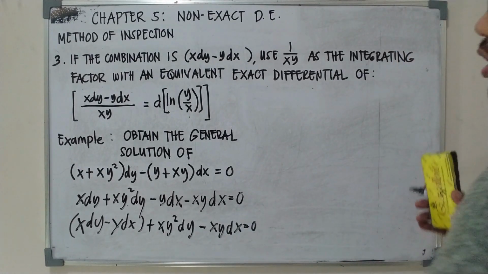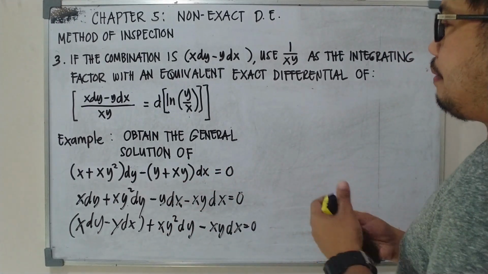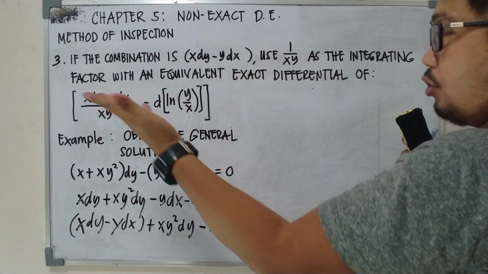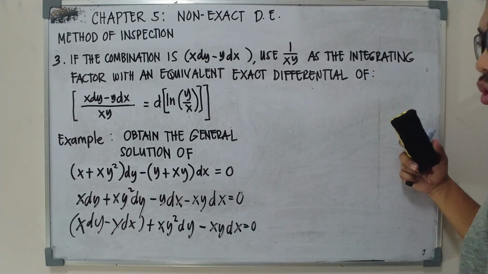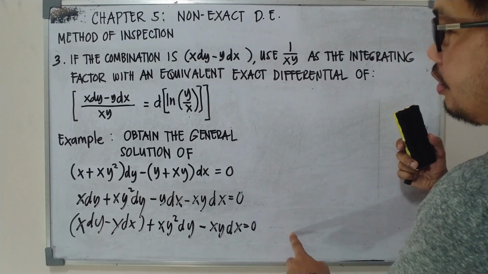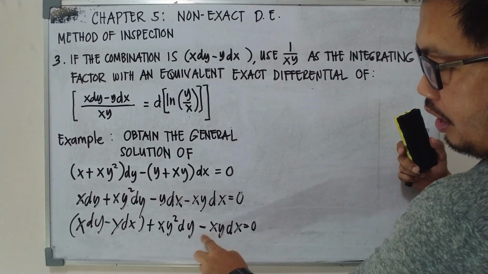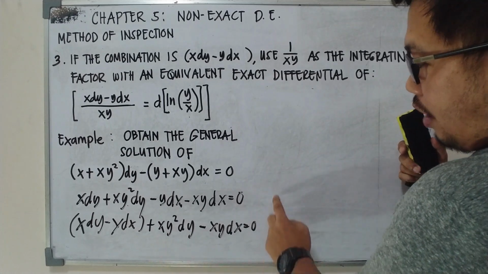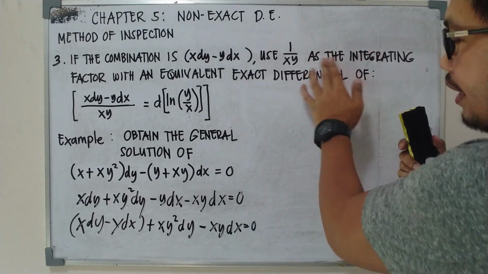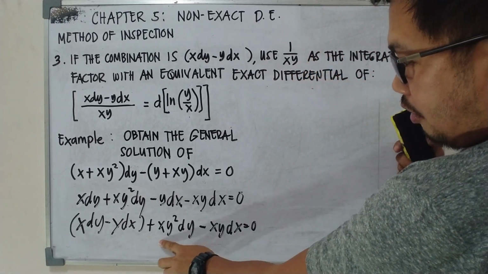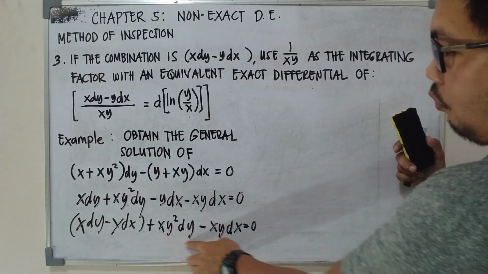O, tingnan nyo ano. Yung sinasabi ko kanina kung alin ang mas magandang gamitin, 1 over xy ba, o yung combination number 1 na 1 over x squared. So, depende yon doon sa magiging equation mo. Tingnan mo, kung gagamitin mo dito as integrating factor is 1 over xy, you can cancel out x and y here. Diba? Pero kung gagamitin mo 1 over x squared, yung integrating factor mo, magkakaroon ka ng medyo complicated na equation dito.